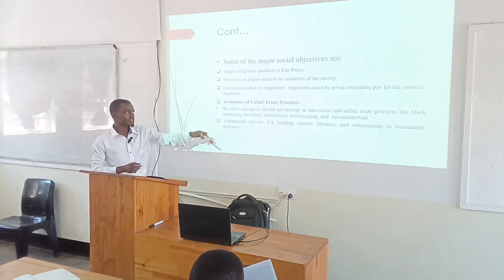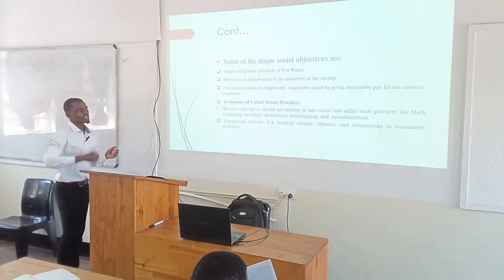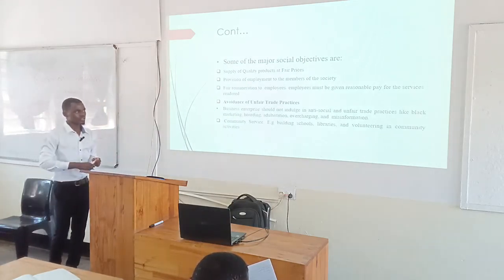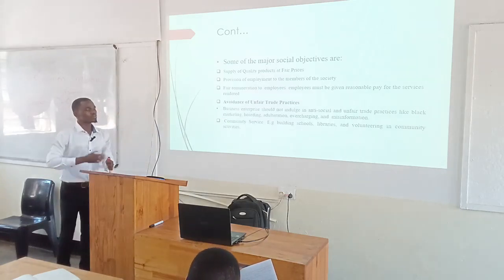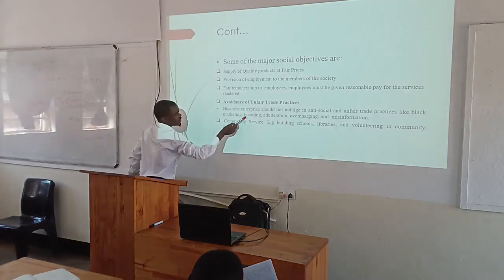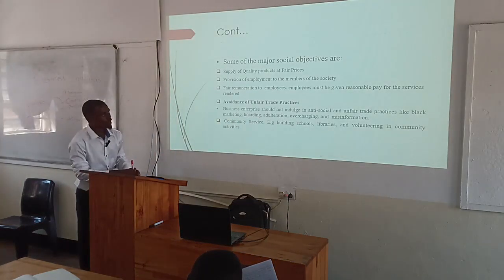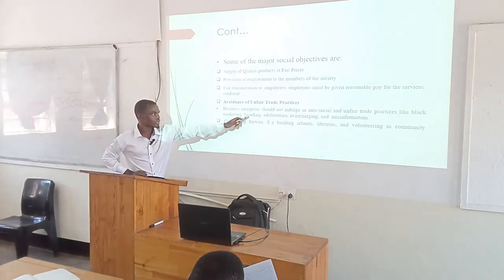For example, some of the unfair trading practices would be black marketing. For example, the organization is involved in illegal selling of products. That is black marketing. So that shouldn't be done by an organization. So hoarding is also another unfair trade practice that an organization should avoid.